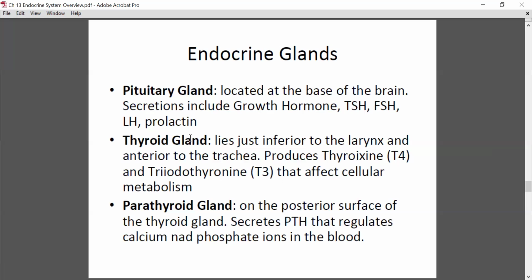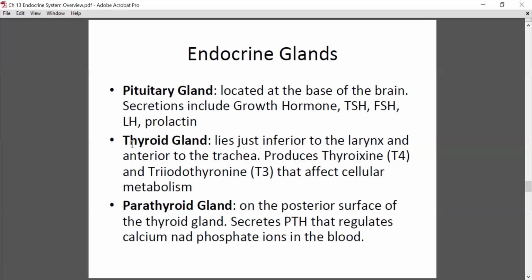The thyroid gland is the gland that lives inferior to the larynx. Larynx is the throat. So at the base of the throat is the larynx, and anterior to the trachea. The trachea is the windpipe. So in the very front of your throat, if you feel your throat, you'll feel the lumpy bumpiness of the anterior part of your throat. That is the windpipe. And just anterior to that is the thyroid gland.